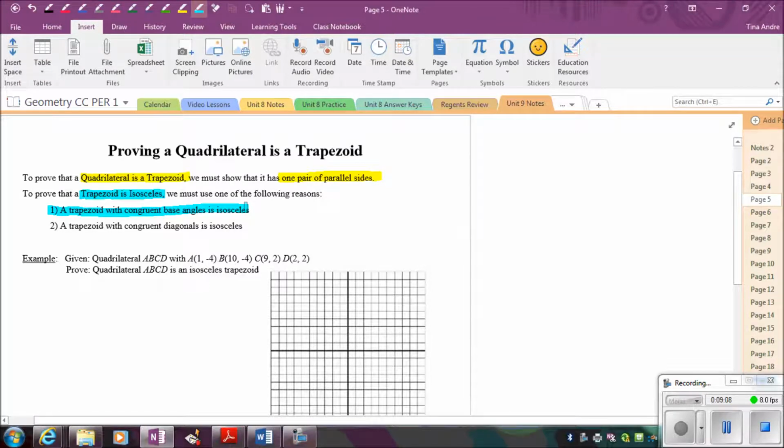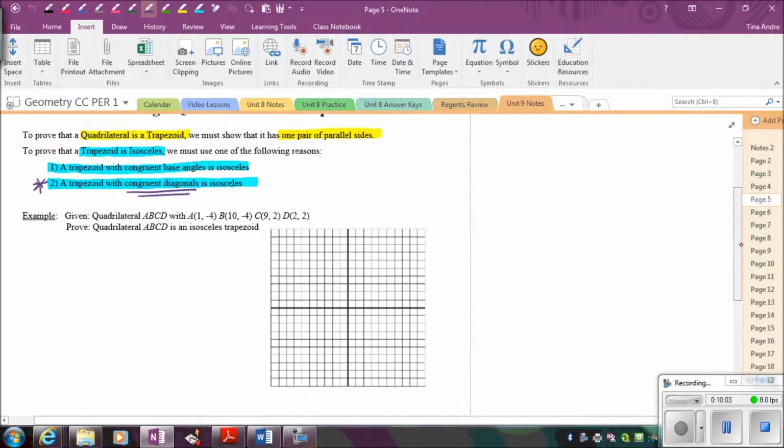That would make it isosceles, which is going to be tough to do on a graph because you can't really prove congruent angles on a graph unless they're right angles. So the other method, which is going to be your common method on a graph, is to show that you have a trapezoid with congruent diagonals. I'm going to make a note of that, and I'm going to put a star by that one. Let's go ahead and look at this example. We're going to start with graphing our quadrilateral. So we have 1, -4. Make sure you're labeling your points here. So we have 10, -4.